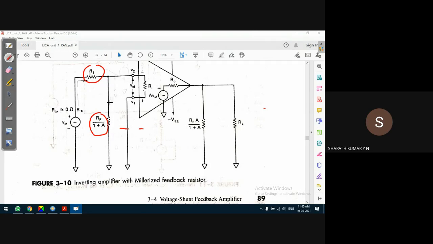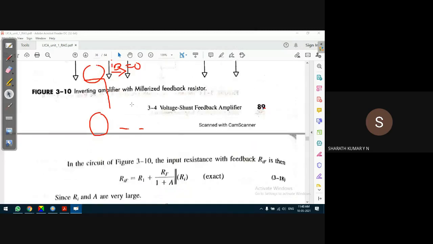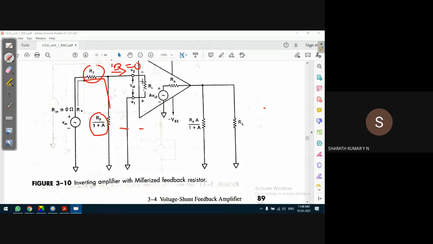Why are they in series? It looks like they are in parallel. The current flowing into this terminal is zero. This IB is zero, so the current should flow like this, and hence R1 and Rf are considered to be in series. And this combination, R1 plus Rf by 1 plus A, is in parallel with Ri.